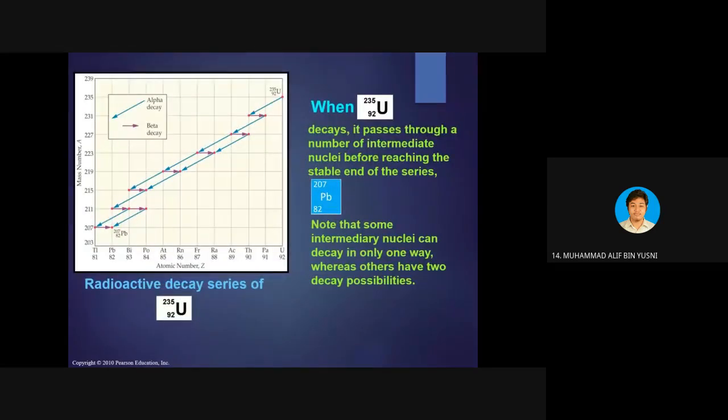On the left side here, you have the diagram for the radioactive decay series of, for example, uranium-235. When uranium-235-92 decays, it actually passes through a number of intermediate nuclei before reaching the stable end of the series. What is the stable end? Pb-207. Note that some intermediary nuclei can decay in only one way, whereas others have two decay possibilities.